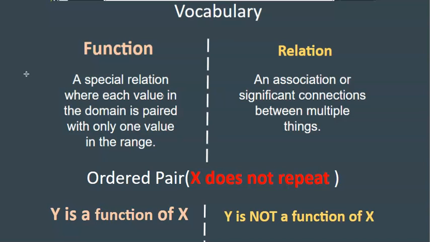Vocabulary. Function: a special relation where each value in the domain is paired with only one value in the range. Relation: an association or significant connections between multiple things.